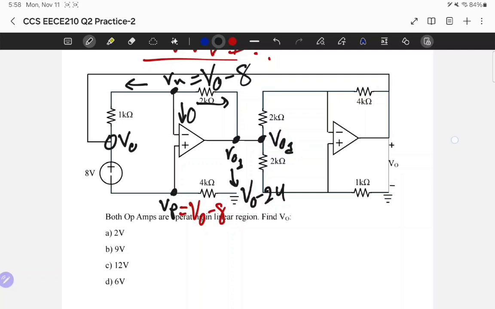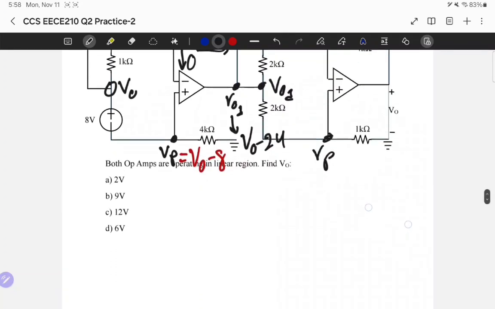Now back to my problem. I start with the second operational amplifier. I entered the territory of the second operational amplifier. So I'm gonna say this is Vn, and this here is Vp. And is Vp equal to 0? No. Is Vp equal to VO1? No. Well, the way I can proceed with this is that I do a KCL across Vp.